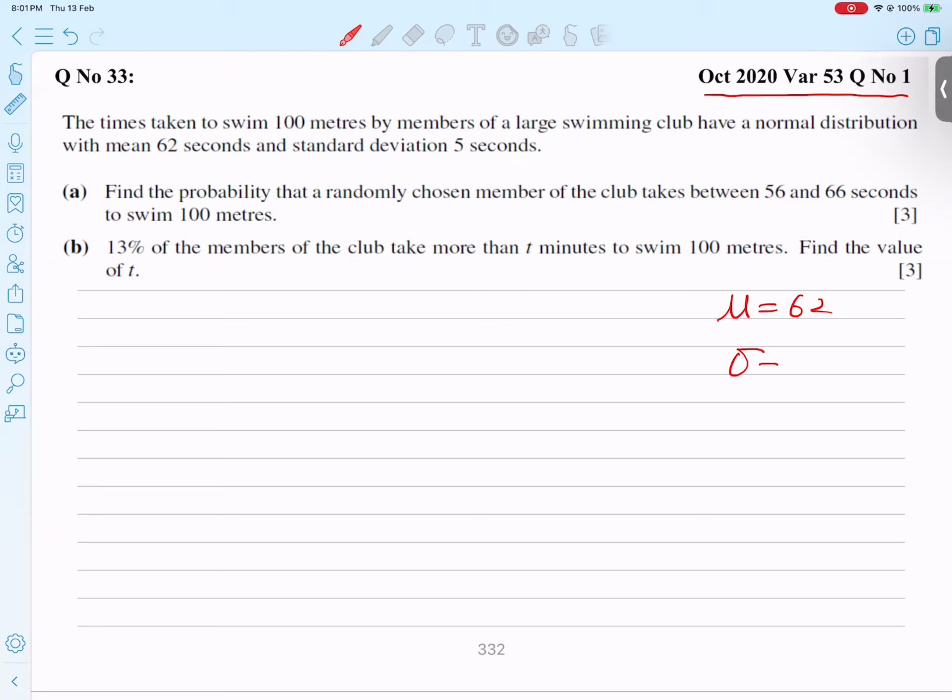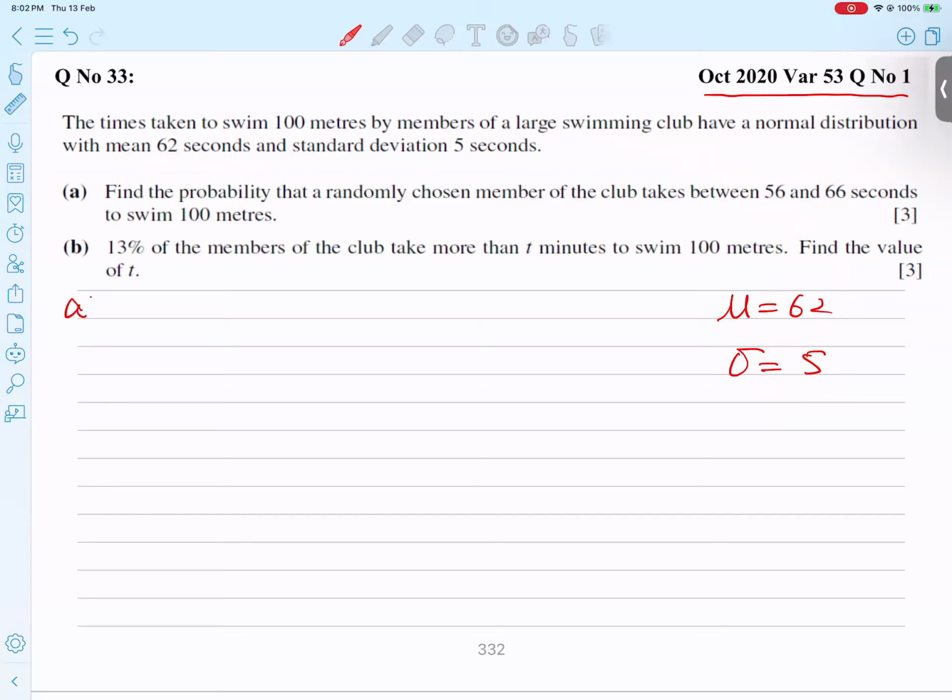The average member takes 62 seconds to finish a race in this large swimming club. But what is the deviation? 5 seconds less or more. This is called deviation. So what is the probability asking? Choose a member of the club between these two times. So we have to check how to get the time in the middle of them.